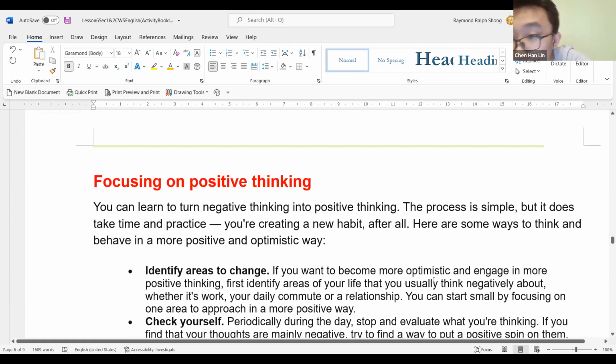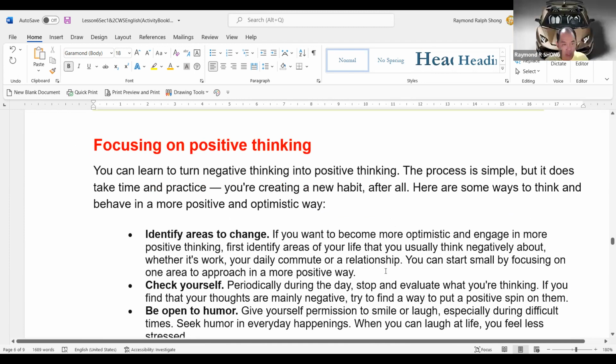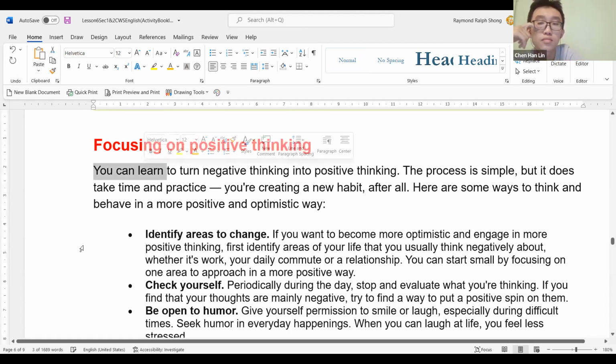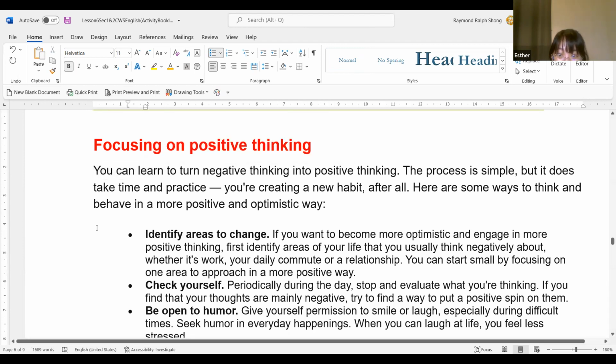Now, right. Focusing on the positive thinking is very important. Esther, can you read, please? Oh wait, from where? Oh. You can learn to turn negative thinking into positive thinking. This process is simple, but it does take time and practice. We are creating a new habit after all. Here are some ways to think and behave in a more positive and optimistic way.